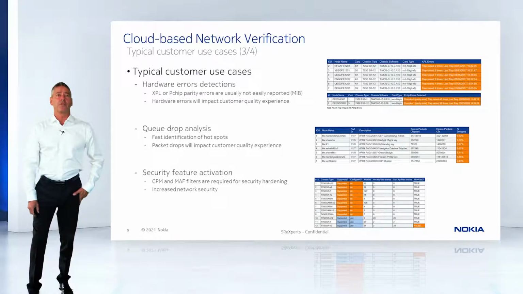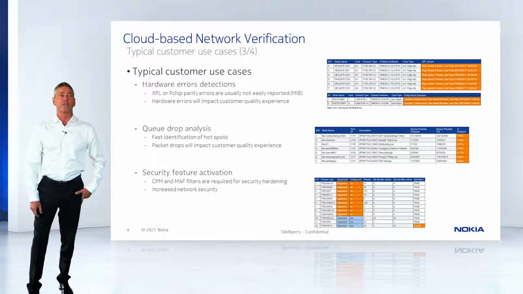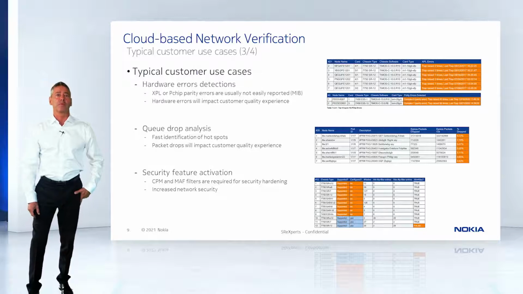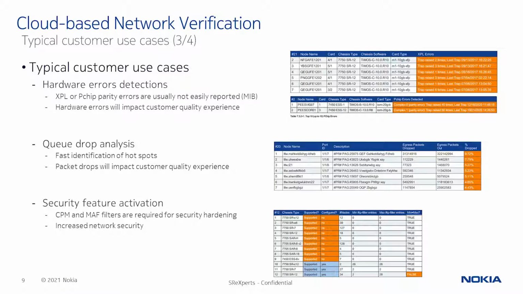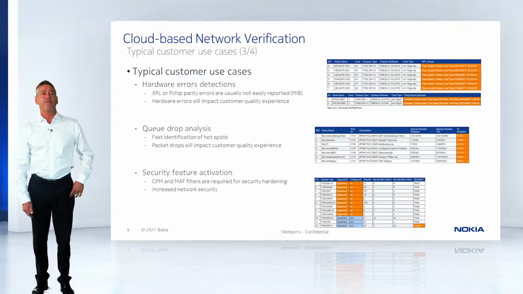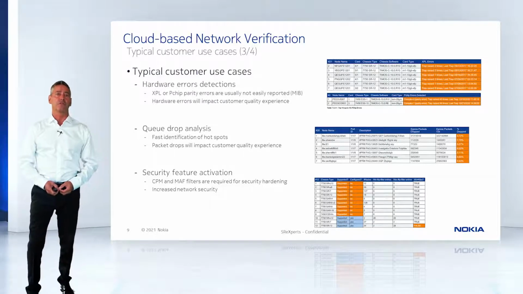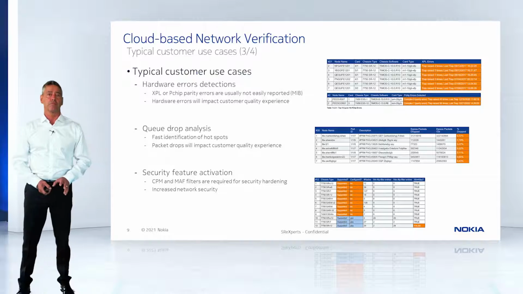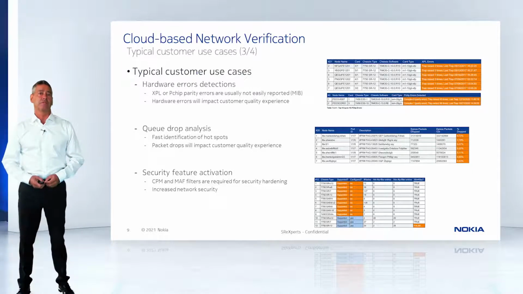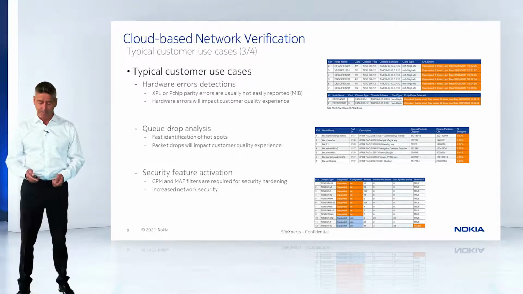Use case number 3, so it also looks at hardware errors detection, like the P-chip parity errors, usually not easily reported in MIBs. Hardware errors will impact customer quality experience. Queue drops analysis, so it will identify those hotspots in your network. Packet drops will impact customer quality experience. Security feature activation, so if you don't have CPM or MAF filters on your security configured, this feature will help you increase your network security where you should configure those.